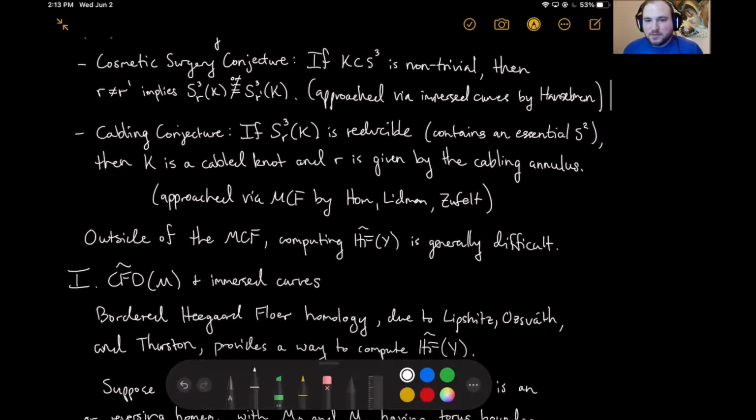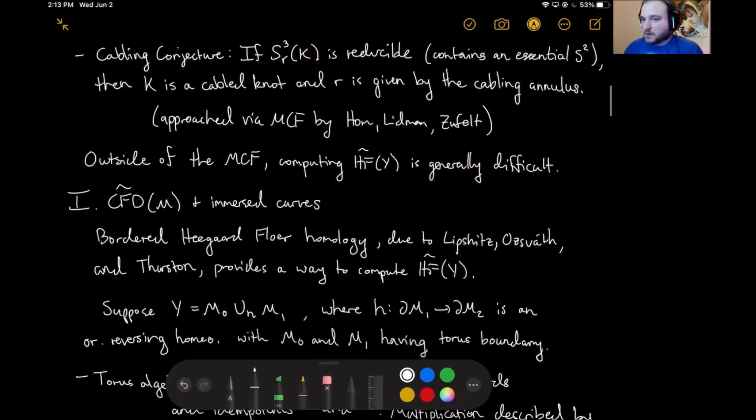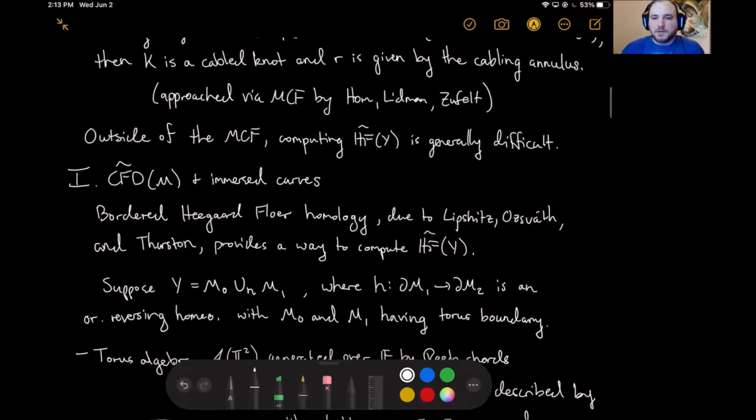But generally, things that are very nice maybe tend to be hard to compute, and that has been the case for Heegaard Floer homology. So that introduces the divide and conquer technique, thanks to Lipshitz, Ozsváth, and Thurston, which they provide through bordered Heegaard Floer homology, a way to compute HF hat of Y.